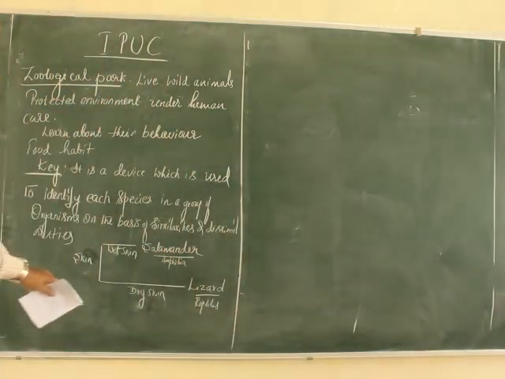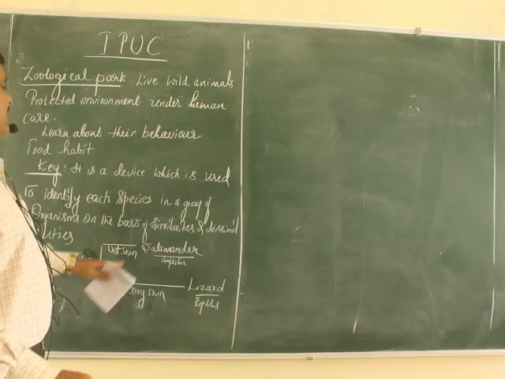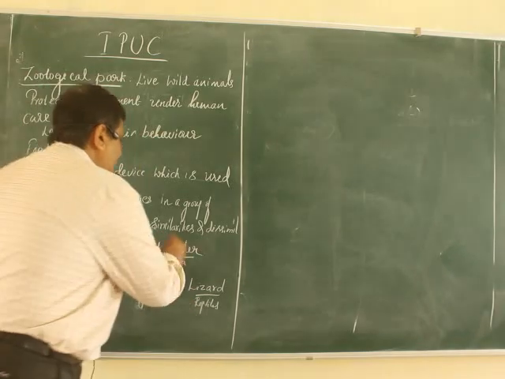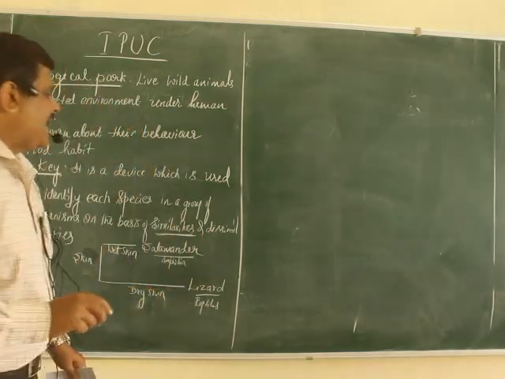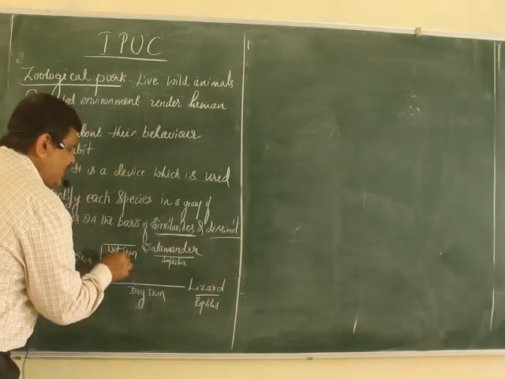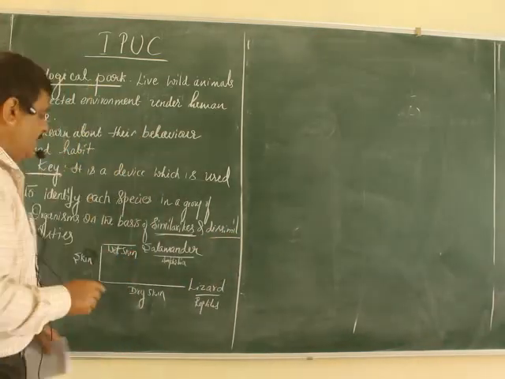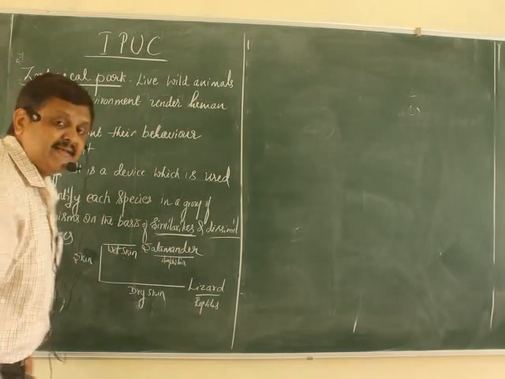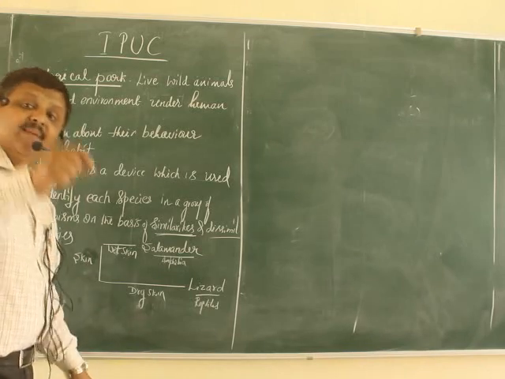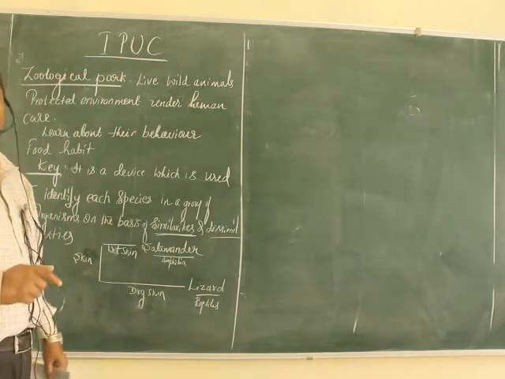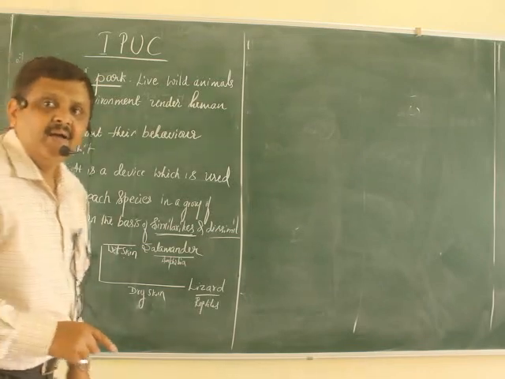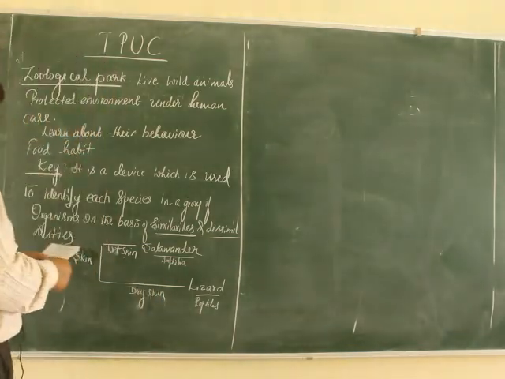But see, morphology is a similarity. So we are going to study the similarities and dissimilarities. Skin type, the nature of skin: one has wet skin and the other has dry skin. So here we studied both similarities as well as dissimilarities, with regard to skin.